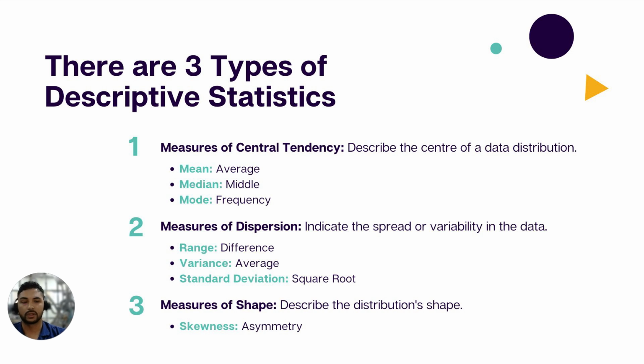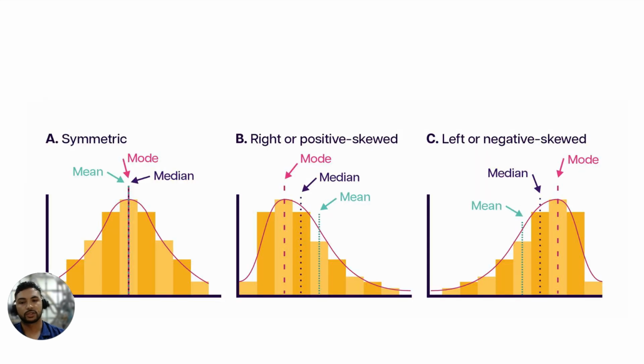Our last bucket is measures of shape, and this basically shows us skewness or symmetry. There are three main types that our data could fall into. One is symmetric, where the mean, median, and mode all conform towards the middle, and this gives us a symmetric bell curve.